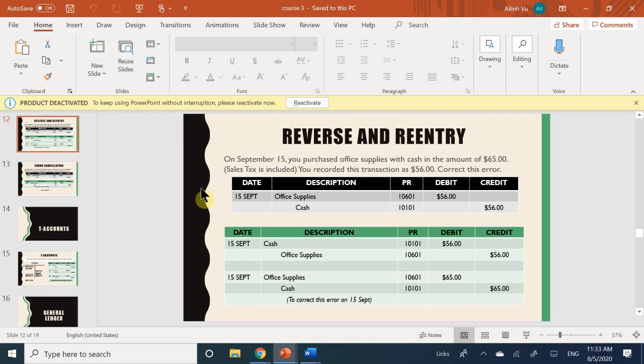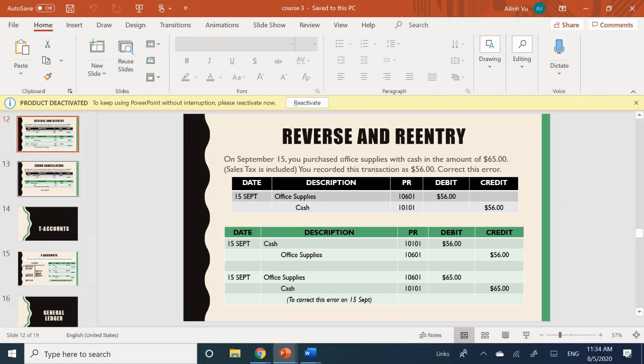So yes. Question again. Yes. But isn't that the error cancellation method, instead of returning all those kinds of things? Okay, so let's look at this scenario. This is reverse and re-entry. You're reversing and canceling out the original entry. So you're essentially zeroing out that transaction by debiting your original credit for the same exact amount. And when you re-enter it, you're going to re-enter it with the correct full amount, which is the $65.